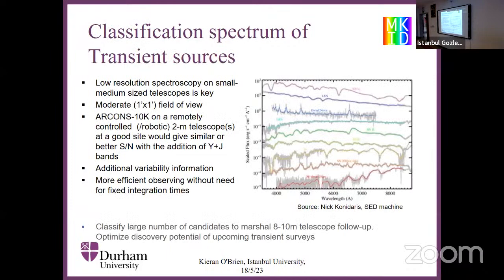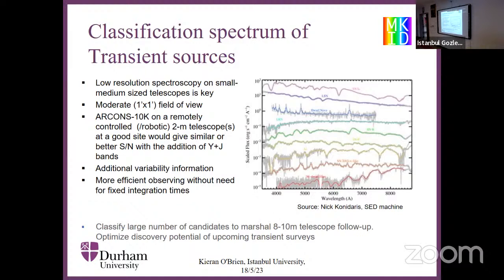So obviously what we thought was that with MKIDs you can do a lot better. You get a low resolution spectrum for each object in the field. It's very good for classifying targets. This was the idea of the Archons or 10K or Kraken instrument: to put it on a relatively small 2 meter telescope.